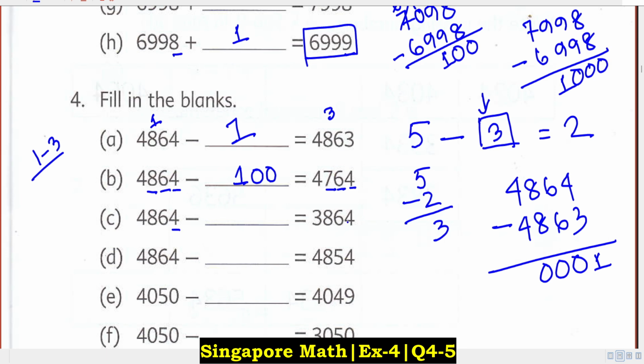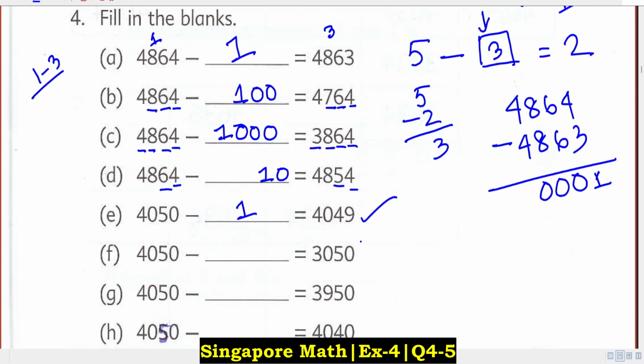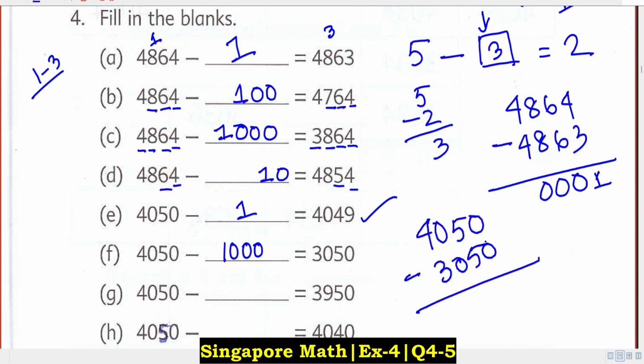Same thing, here is 4 minus 4 it will be 0, 6 minus 6 it will be 0, 8 minus 8 also 0, and finally 4 minus 3 it's 1. Next one, here is 4 minus 4 it will be 0, 6 minus 5 here is 10 which means 1, 8 minus 8 is 0, 4 minus 4 is 0, so our answer is only 10. So here is 4050 and here is 40541. So once we subtract 1 our result will be this, and here is 4050 and 3050. So we can say if we subtract 1000 from 4050 the result will be 3050. How? Look, 4050 minus 3050. So 0 minus 0 is 0, 5 minus 5 is 0, 0 minus 0 is 0, and 4 minus 3 will be 1.